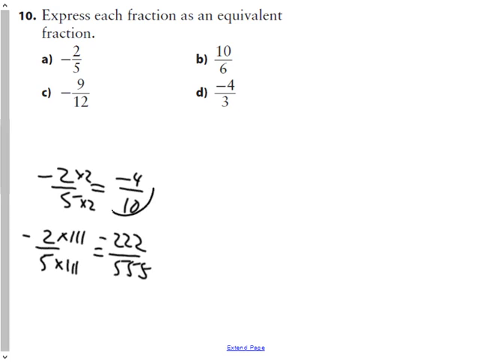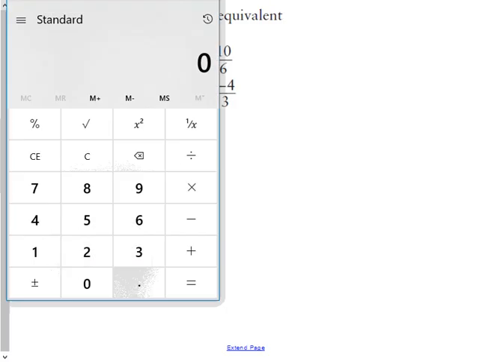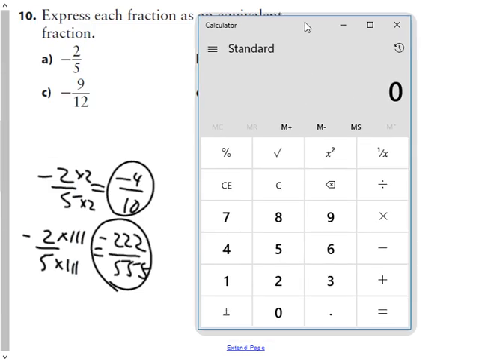An equivalent fraction still has the same value. So whether I take my calculator and say, what is 4 divided by 10, and it says decimal 4, or I say, what is 222 divided by 555, it still tells me it's decimal 4. So equivalent fractions carry the same decimal value or same amount regardless of what their numerators and denominators are. They are equivalent. Okay.